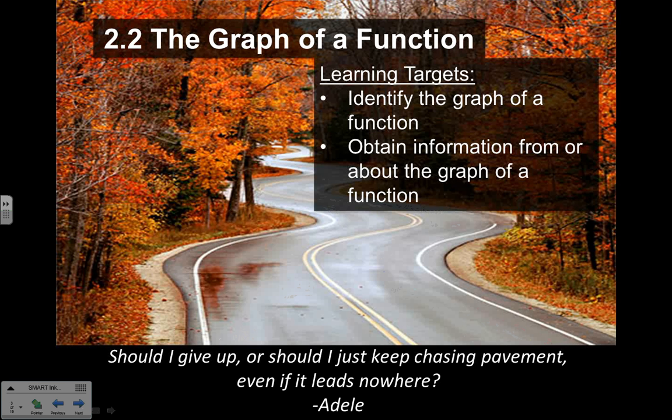Okay, today we're going to continue talking about functions, going into lesson 2.2, the graph of a function. In our previous lesson, we talked about how we can figure out if something's a function using the equation, also looking at a set of points. Now we're going to talk about how we can determine if something is a function by looking at its graph. The learning targets today are identifying the graph of a function, and being able to obtain information about the function from the graph.